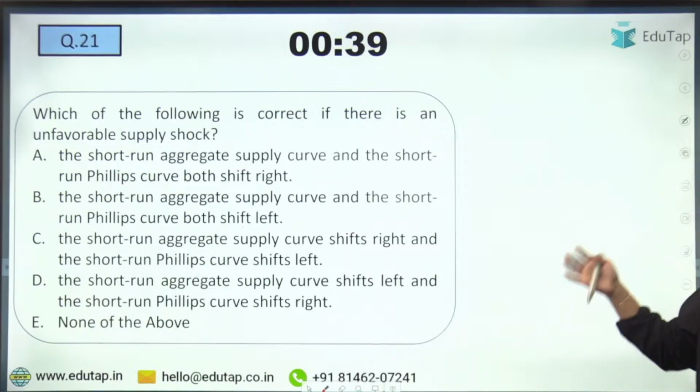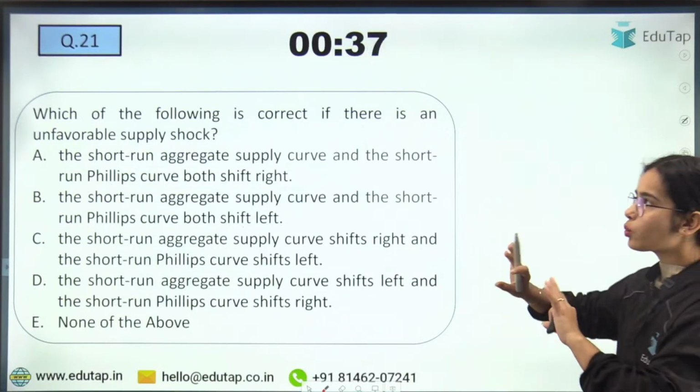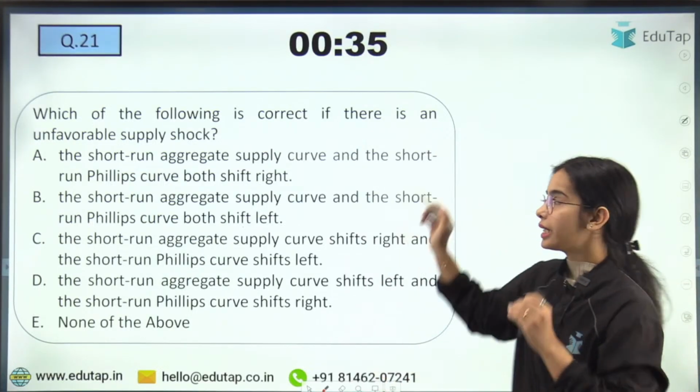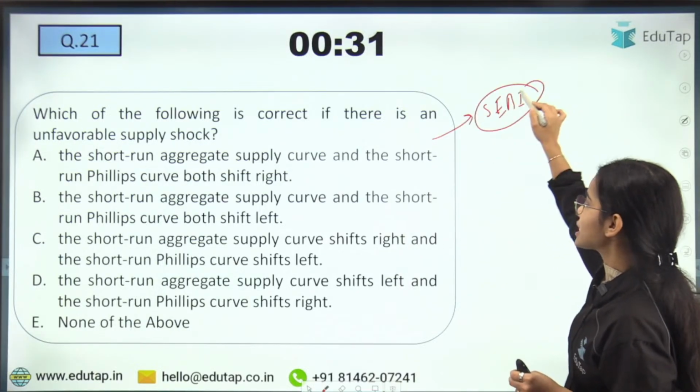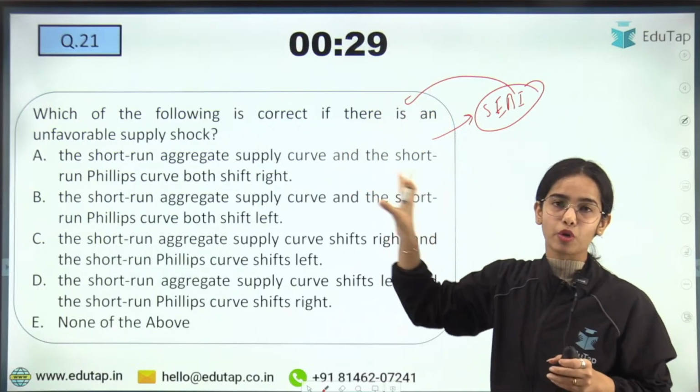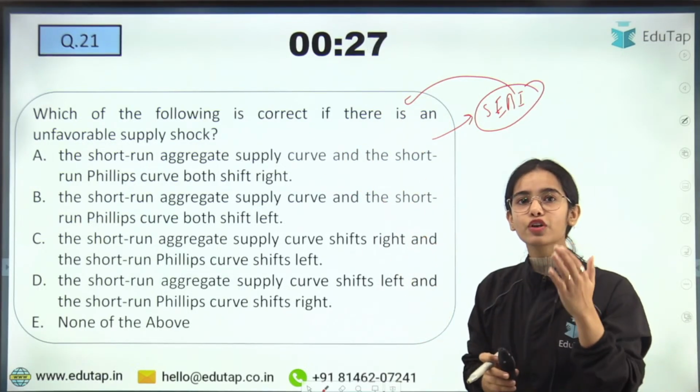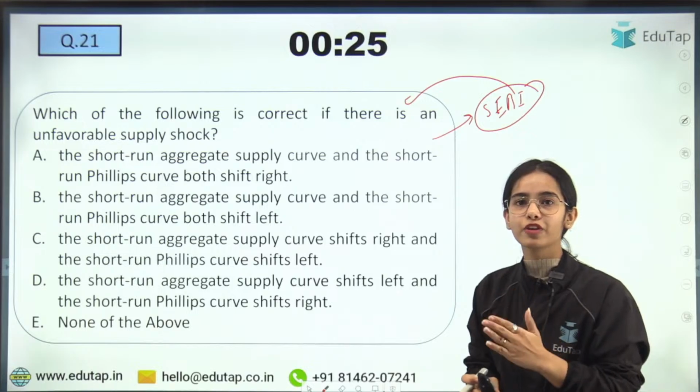And then the last question for you is, now why I have brought this question, because in the SEBI examination in phase 2, there was such a question. So I thought that this is a very important thing that you must know about. So which of the following is correct if there is an unfavorable shock?